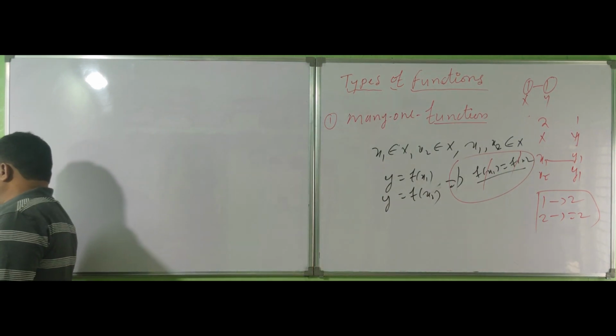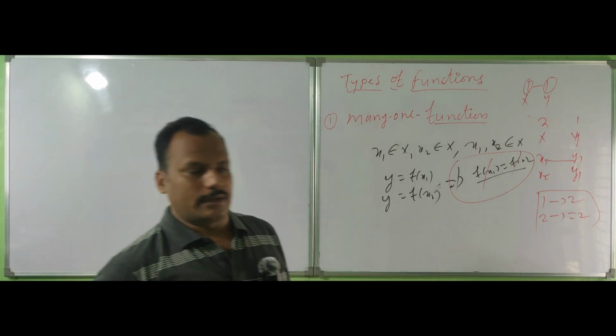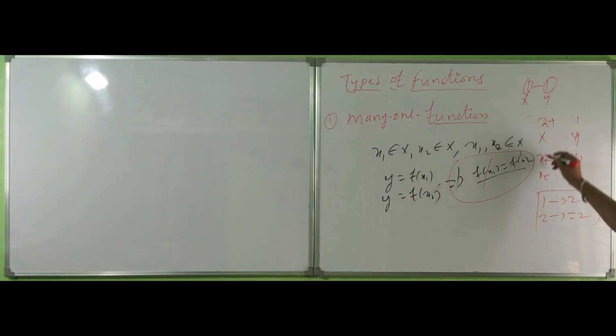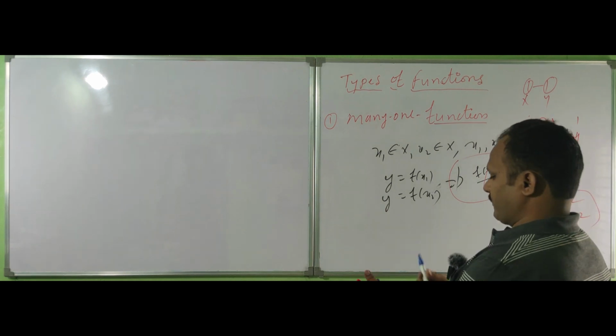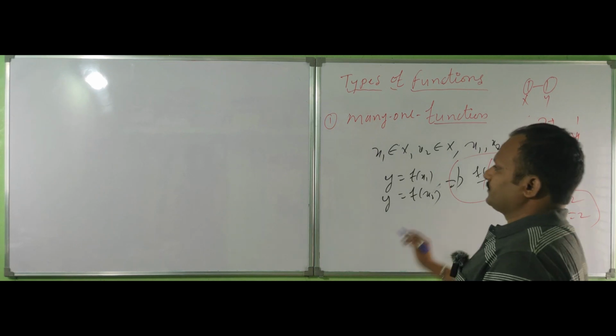Exactly. A function f from x to y is called a many-one function if two or more elements of x have the same images in y. Two or more elements can have the same images in y.